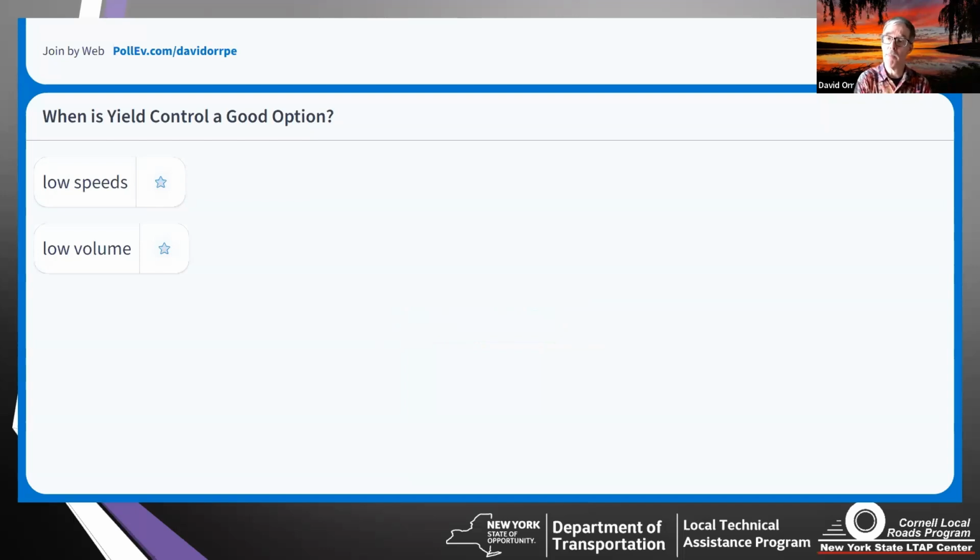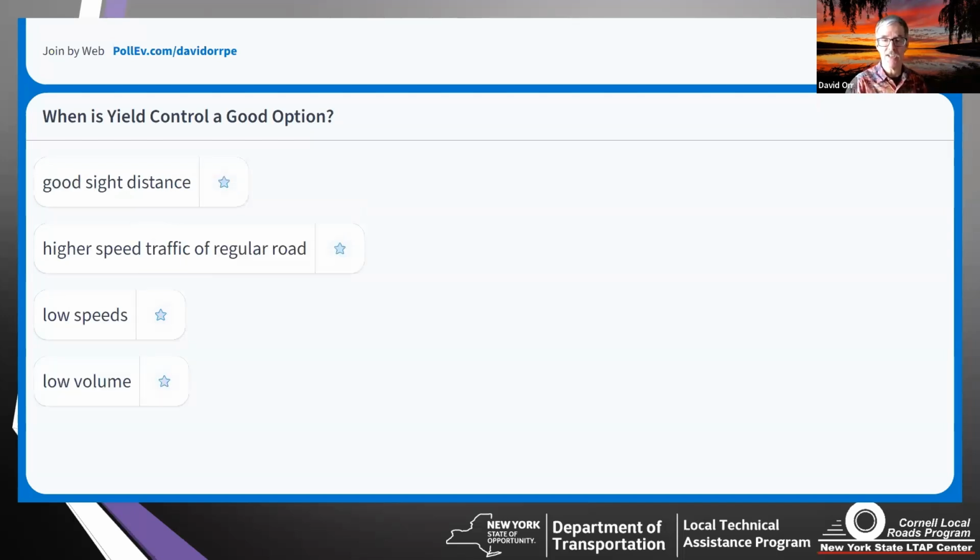Relatively low speeds. It might be low speeds because of the way I've laid out the alignment. That's what we do with roundabouts. We actually bring people in and set their alignment so we can keep the speed down. You might want to start with yield signs if you've got higher speed. You've got to have good sight distance. That's probably the biggest key. You really want to be able to see.